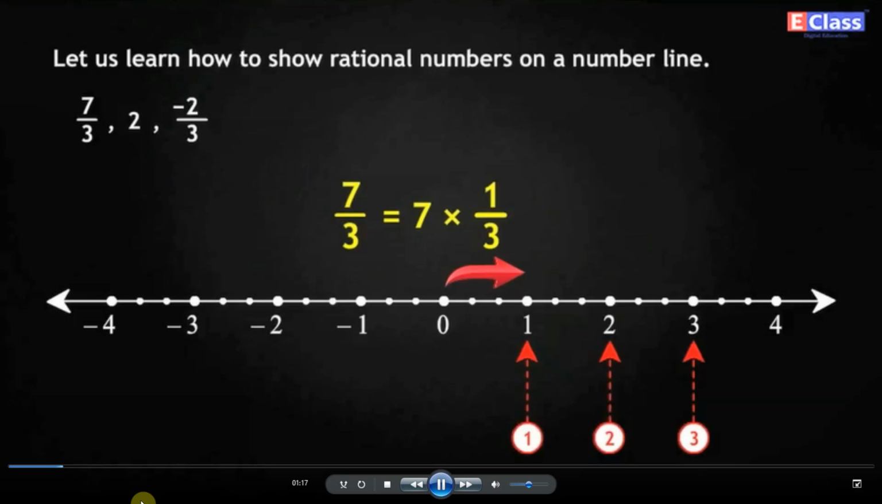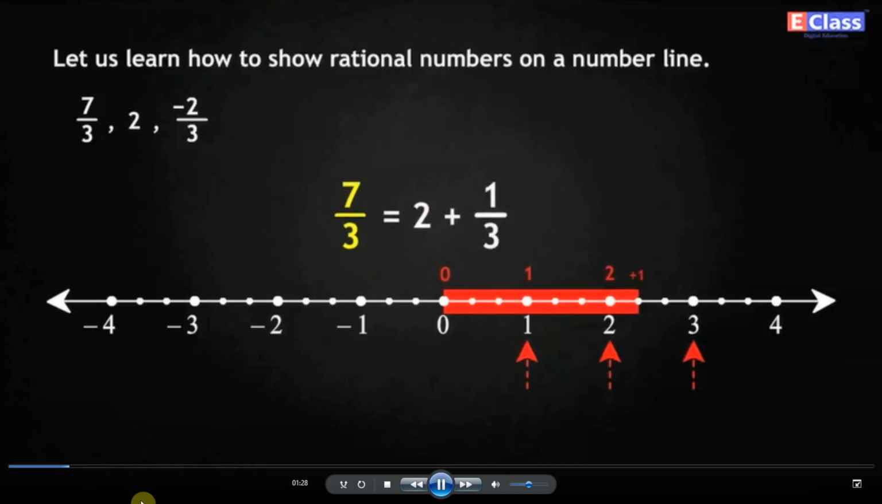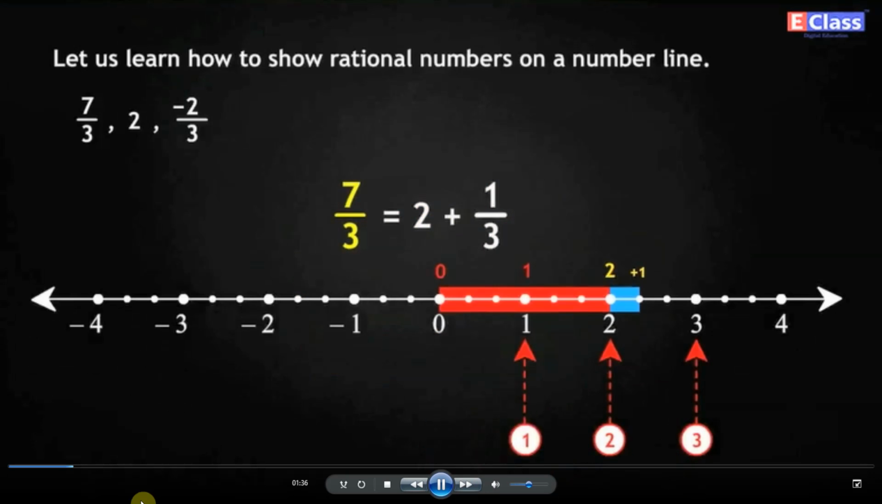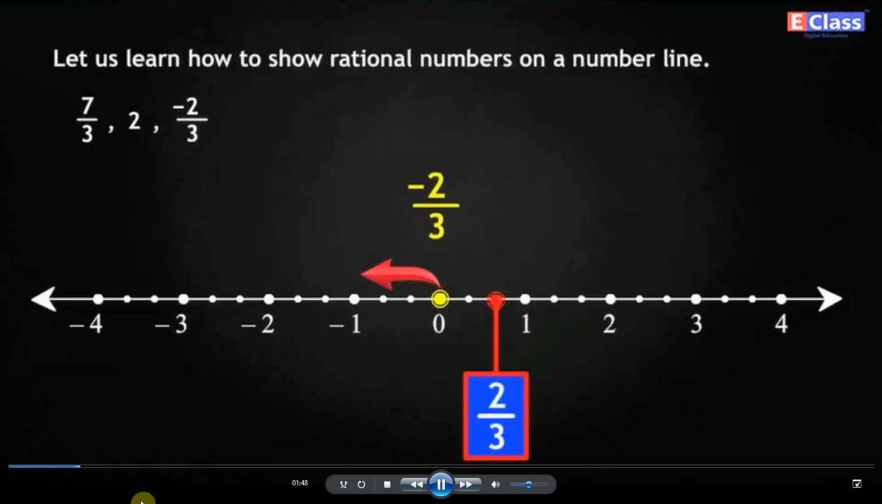The seventh point from 0 shows 7 by 3, or 7 by 3 is equal to 2 plus 1 by 3. Hence, the point at 1/3 distance of unit after 2 shows 7 upon 3. To show minus 2 by 3 on the number line, first show 2 by 3 on it. The number to the left of 0 at the same distance will show the number minus 2 by 3.